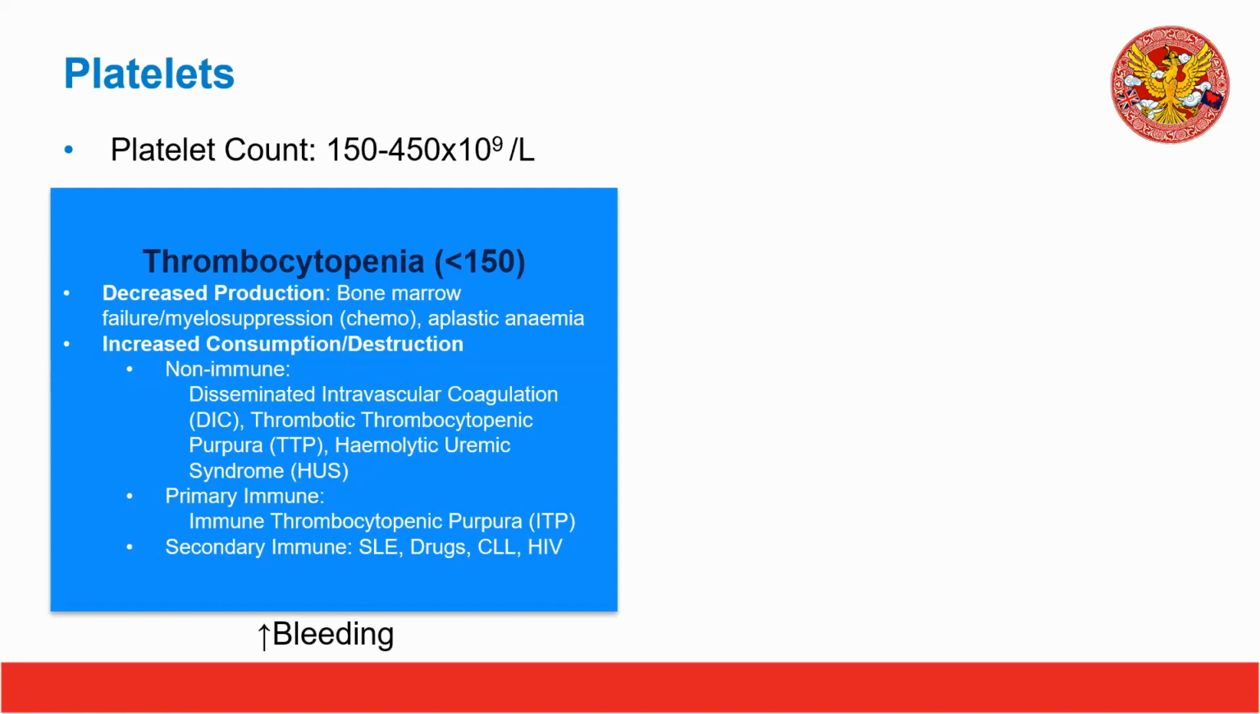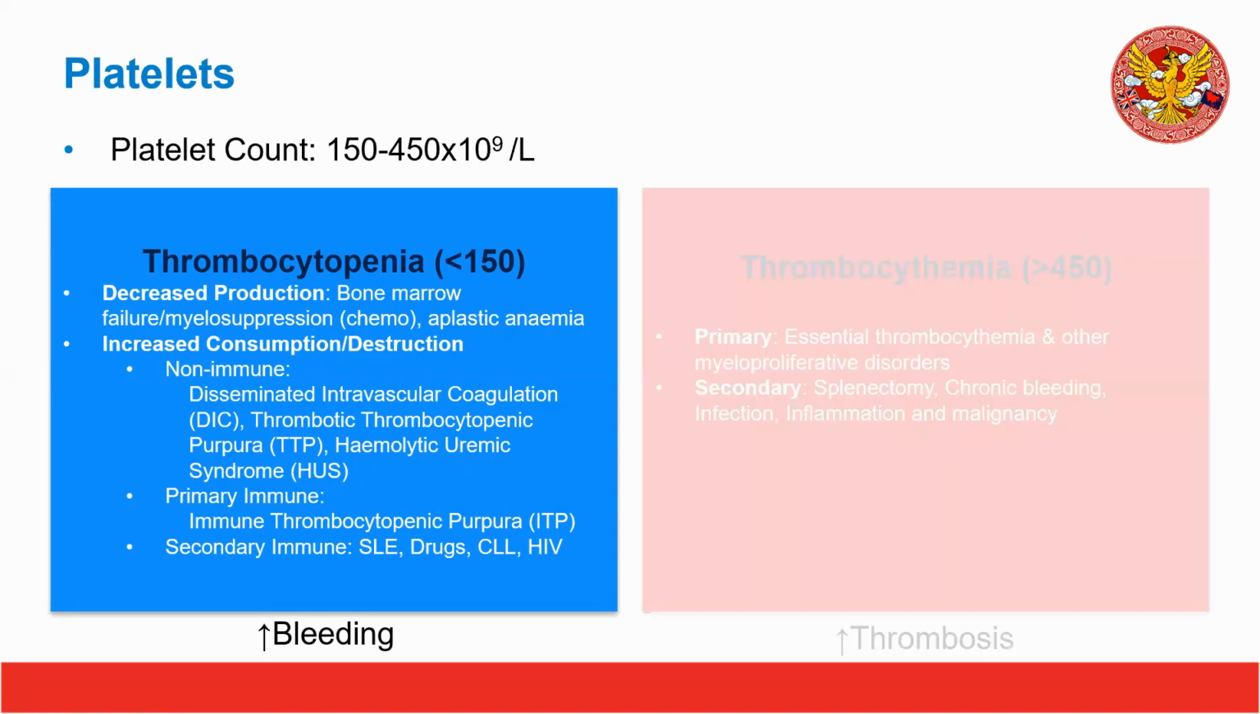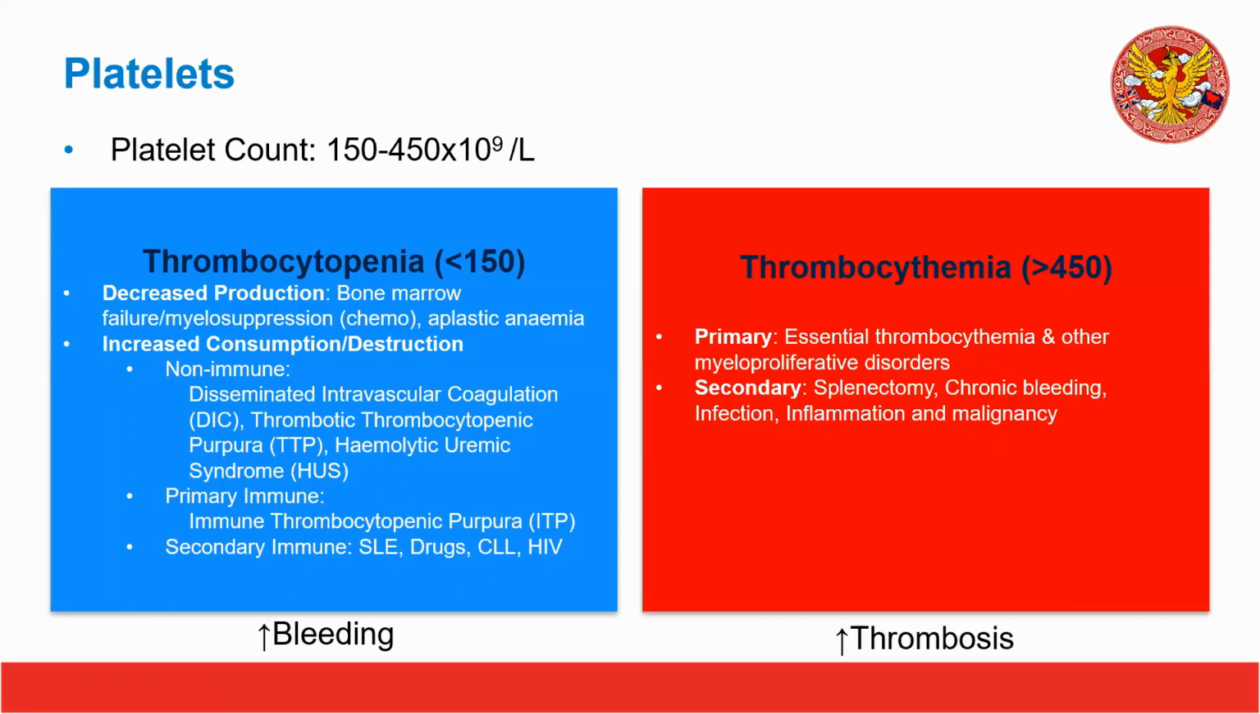With thrombocytopenia, you are concerned about increased risk of bleeding. You have low platelet count, so you are at increased risk of bleeding. And the second thing we want to consider when it comes to platelet counts, the opposite end of the spectrum, is thrombocythemia, where you get an increase in the production of platelets above the normal range.